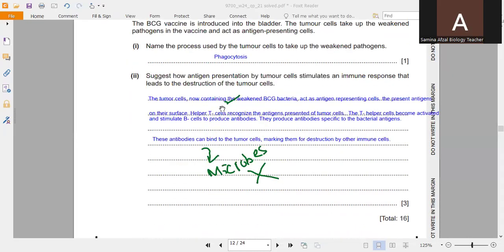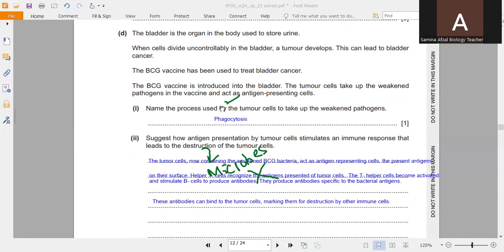Now the next question. The bladder is the organ in the body used to store urine. When cells divide uncontrollably in the bladder, a tumor develops. A tumor is formed when there is uncontrollable division of the cells. This can lead to bladder cancer, which is a type of cancer. The BCG vaccine has been used to treat bladder cancer. The BCG vaccine is used for this purpose.